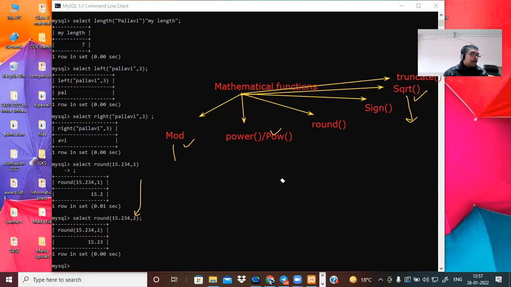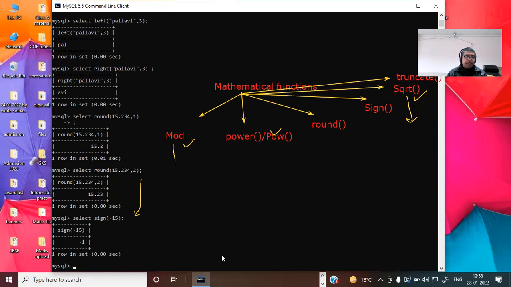Okay, it returned the sign of the given number. Let's see. I write it here: select sign minus 15. You can see it is minus 1. When your value is negative, it will return minus 1.